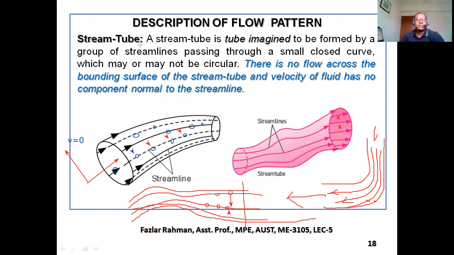So the stream tube is an imaginary tube, and we think that it is formed by a group of streamlines where there will be no velocity of the fluid particle in a direction perpendicular to the streamline. Okay. And why do we assume this? Just for simplification.